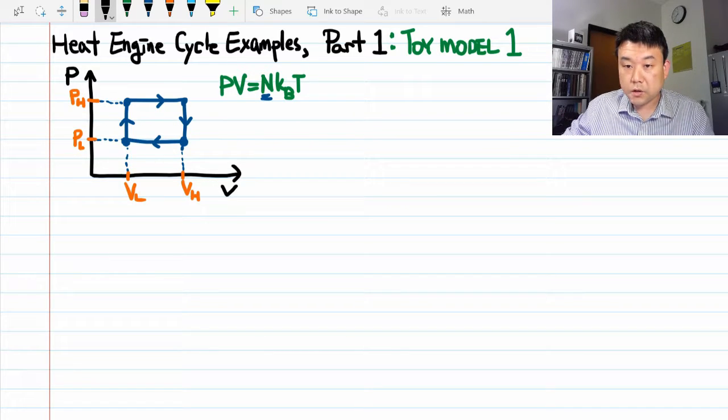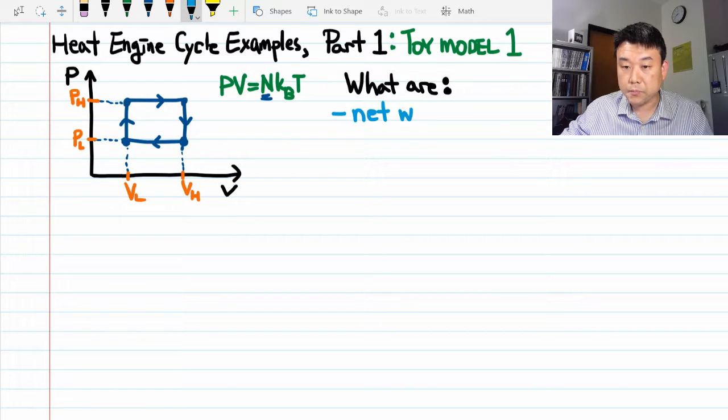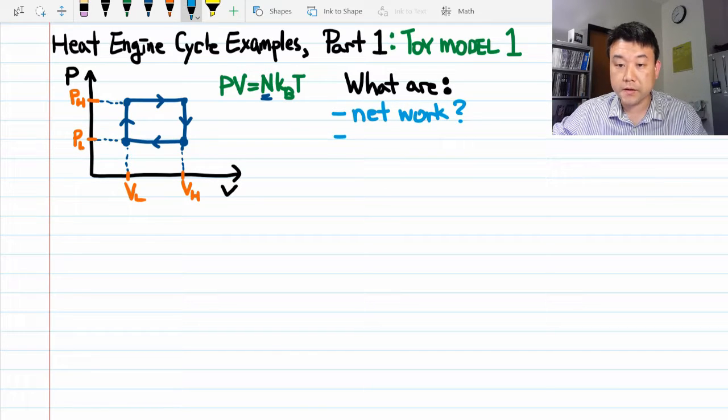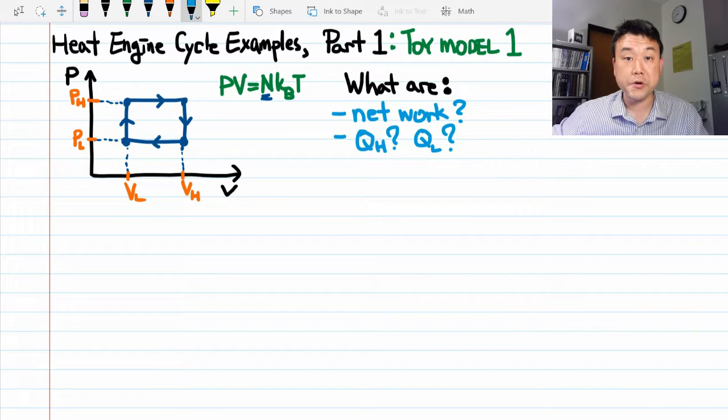All right, so here are the questions that we would ask in analyzing any heat engine cycle. They are, what is the net work done? It's important, since it points at the entire purpose of a heat engine. It's also important to know how much heat was transferred into the system. We'll call it QH, for heat transfer at high temperature. And the heat output from the system is also important, which we'll label QL, heat exchange at low temperature. Now here, the work done calculation is actually easy.